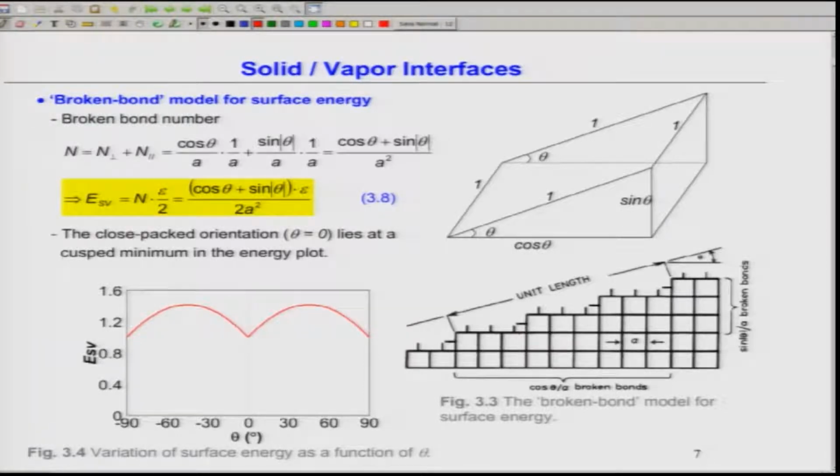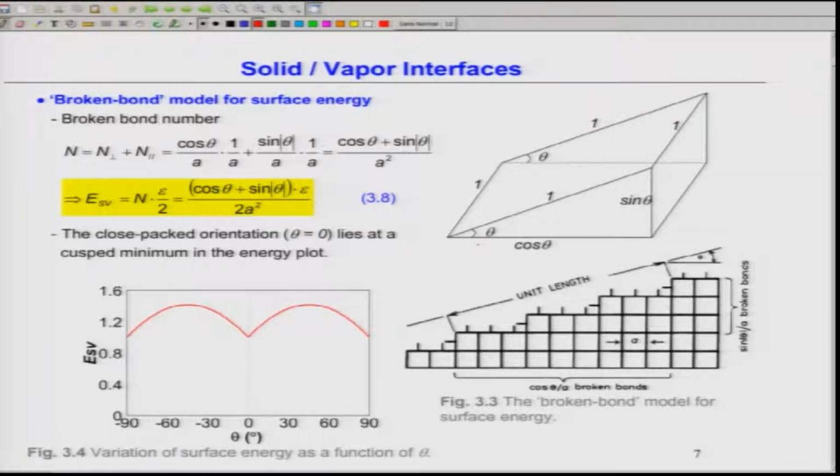If we do the proper calculations, the total number of bonds broken in the perpendicular directions will be equal to cos theta by a square, where theta is the angle which the surface is making with the bulk, and similarly it is sin theta by a square for the parallel ones. So we have cos theta plus sin theta by a square. Remember, we always put a mod on sin theta, because theta can be more than 90 degrees and then it can be negative, but bonds broken cannot be negative, it has to be positive, that is why I always put a mod.